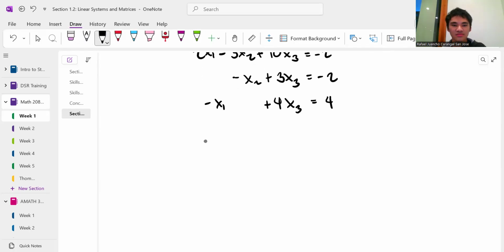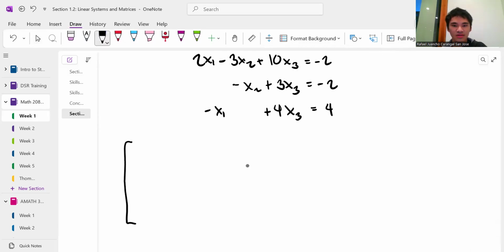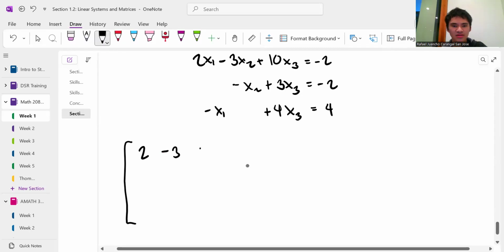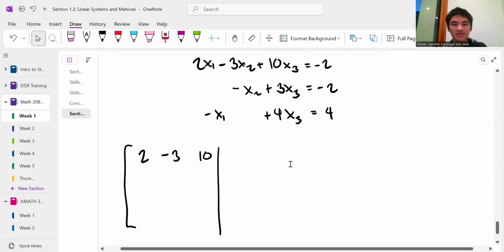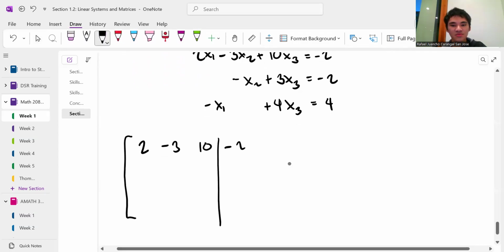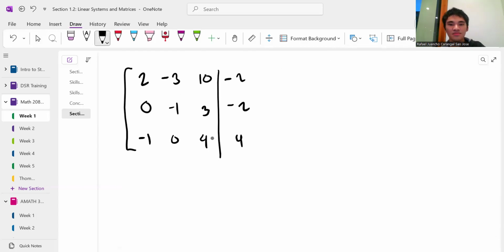So I'm immediately going to convert that into an augmented matrix, right? 2, negative 3, 10. Now the order of the rows doesn't really matter. What matters is we want to get this to echelon form. The second row doesn't have an x sub 1, so we make it a 0. And we keep going. Negative 1, 0, 4. And there we go.